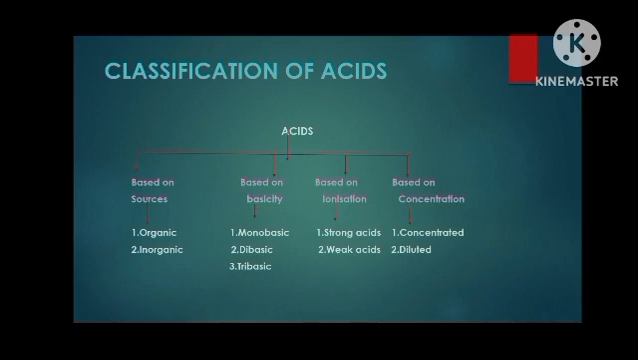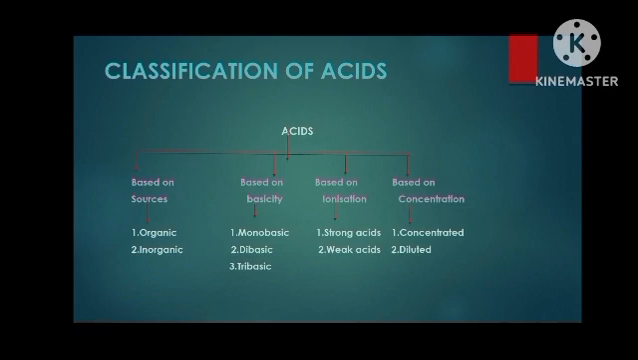Based on basicity, acids are classified into monobasic, dibasic, and tribasic. Monobasic acids on hydrolysis produce a single H plus ion, dibasic acids produce 2 H plus ions, and tribasic acids produce 3 H plus ions. An example of a monobasic acid is acetic acid. A dibasic acid example is sulfuric acid, which produces 2 hydrogen ions. A tribasic acid example is phosphoric acid, which produces 3 hydrogen ions.